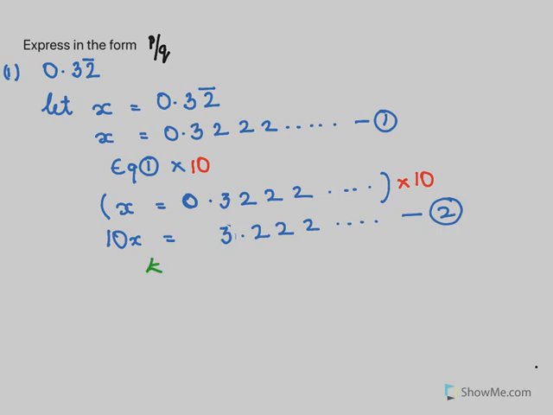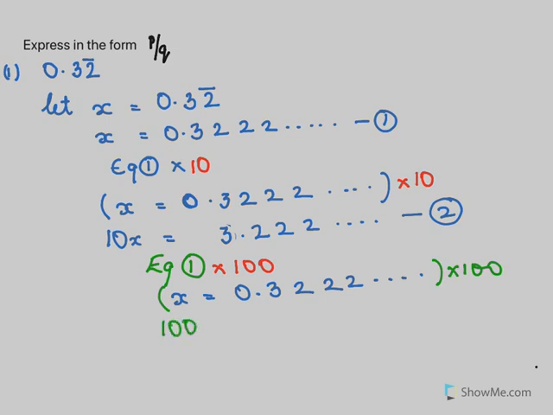Now we take equation 1 and multiply it by 100, and in doing so, equation 1 was x equal to 0.3222, and we multiply by 100. So on multiplying by 100 we'll get 100x equal to, the decimal is going to shift out here, and we will have 32.22. This is equation 3.